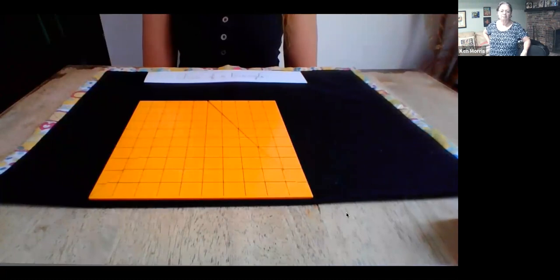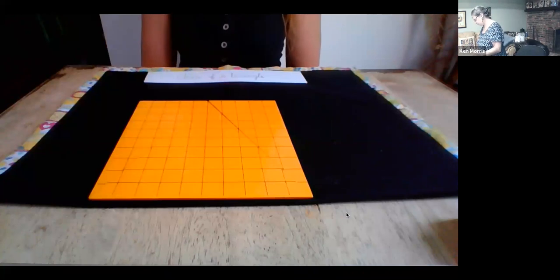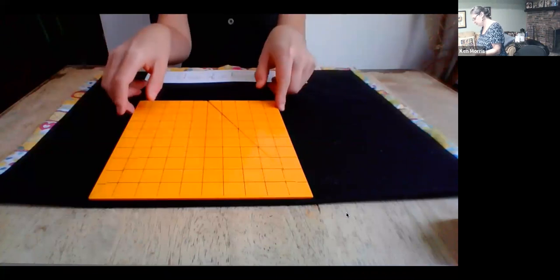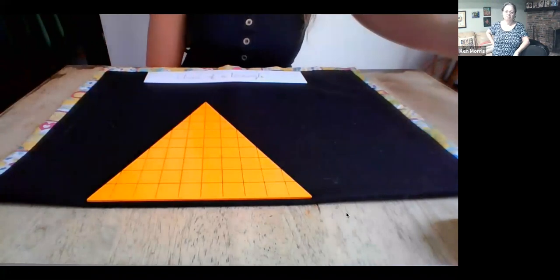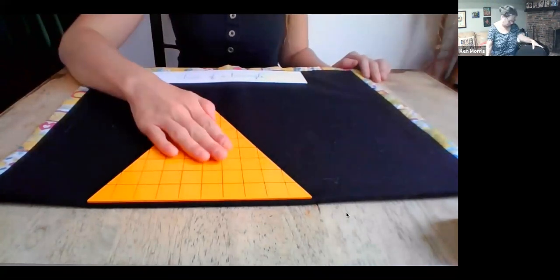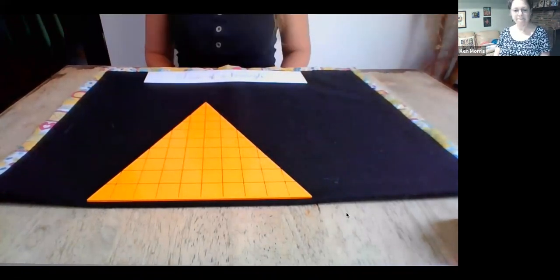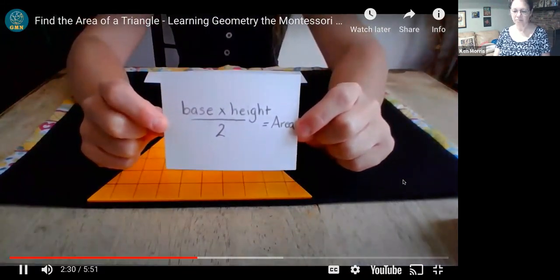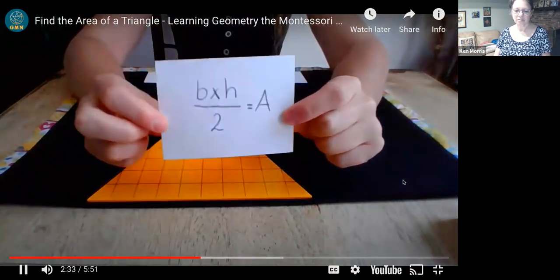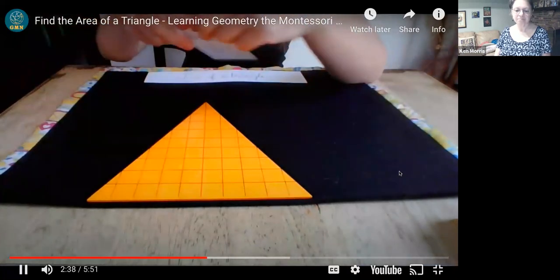But remember, my square has double the area of my triangle. So I have to take those 100 square units and divide them by 2. And 100 divided by 2 is 50. The area of my triangle is 50 square units. So the first way that we can find the area of a triangle is multiplying the base times the height and dividing it by 2. Base multiplied by height divided by 2 gives us the area of a triangle.